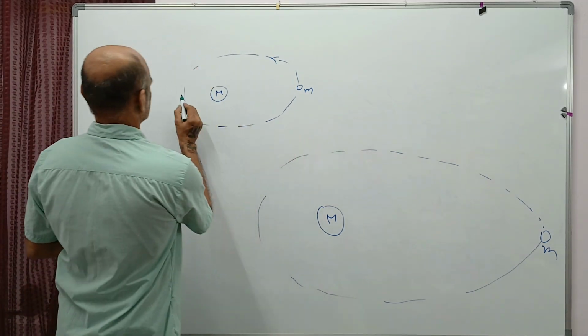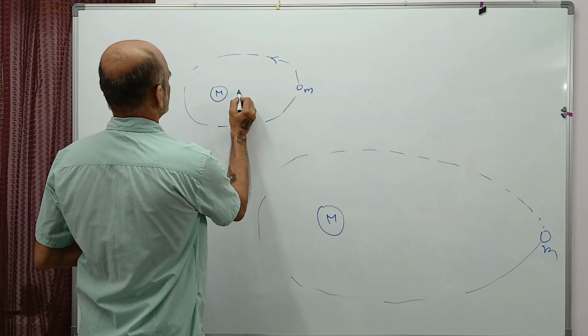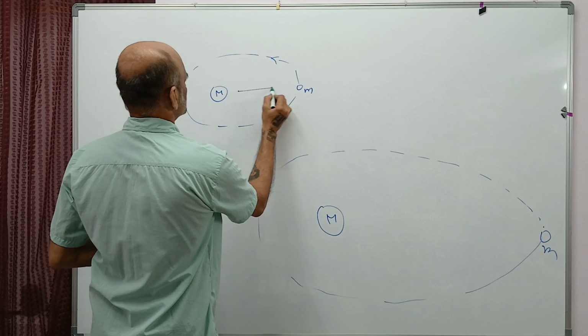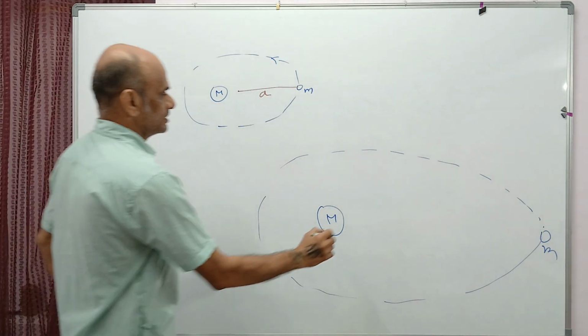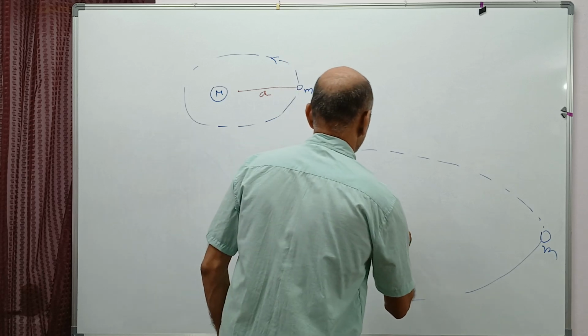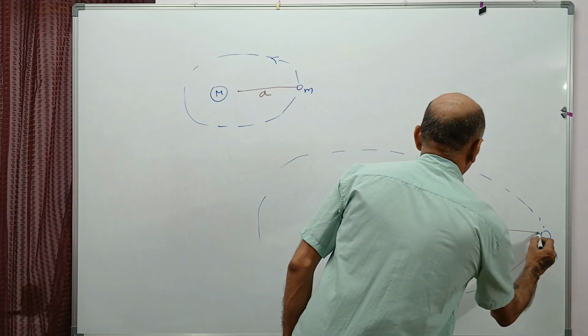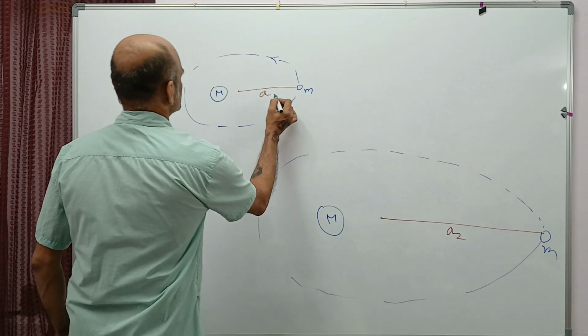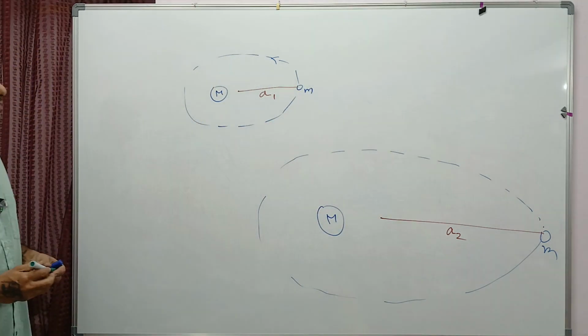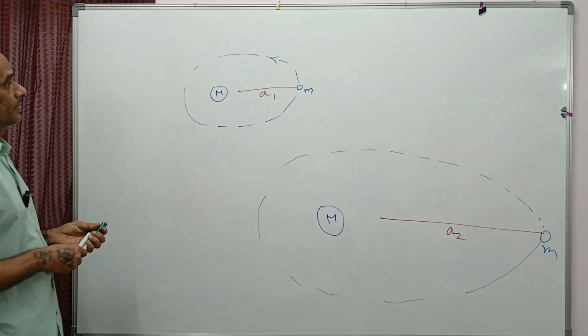For an ellipse, from here to here is the major axis. So from the center to this extreme point is the semi-major axis A. So here, from the center to this point, it's again the second semi-major axis. We call it A2, and this is A1. Okay, and let the time it takes.